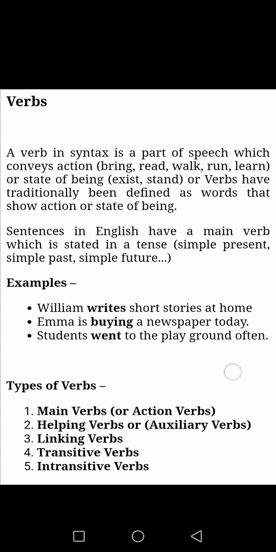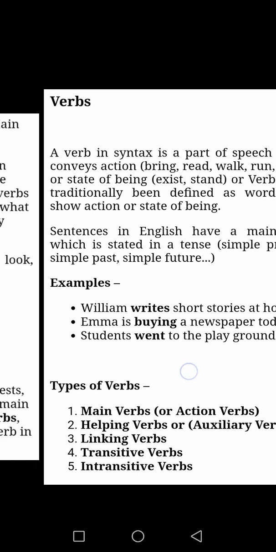Types of verbs. Basically, we have five types of verbs, which are given below. Number first is main verb, also called action verb. Number second is helping verbs or auxiliary verbs. Number third is linking verbs. Number four is transitive verbs, and number five is intransitive verbs. So let's explain them one by one.